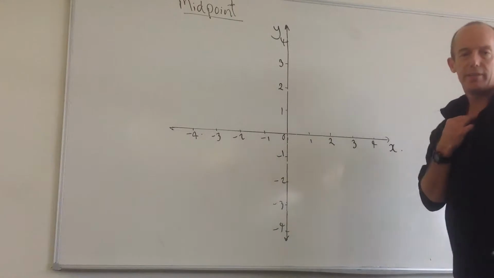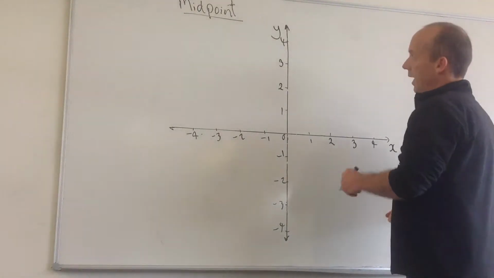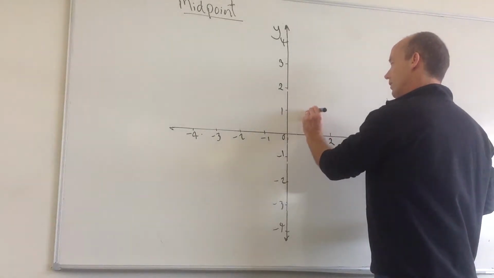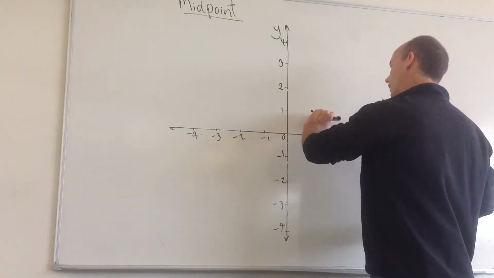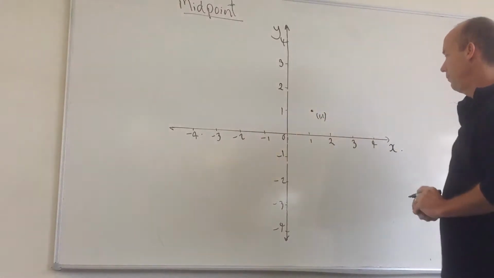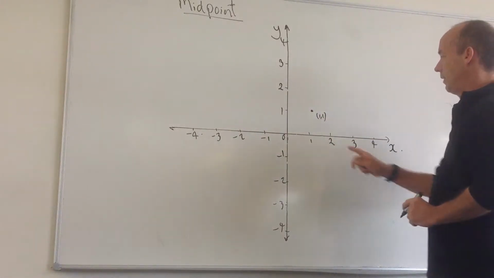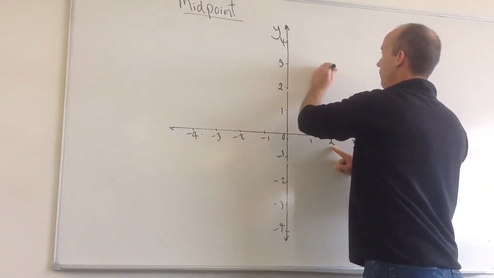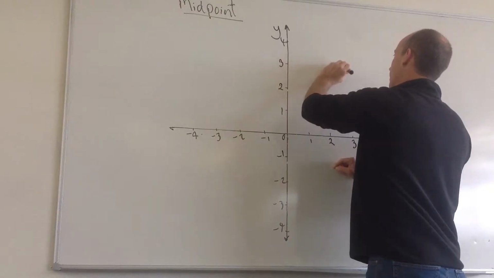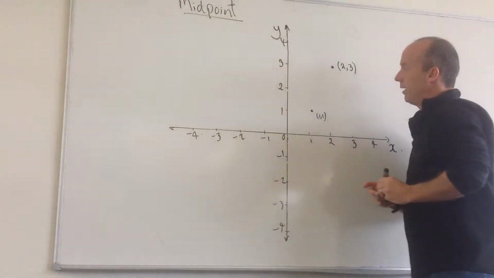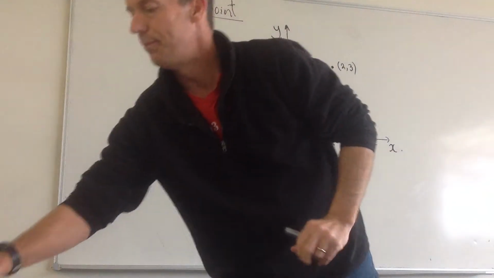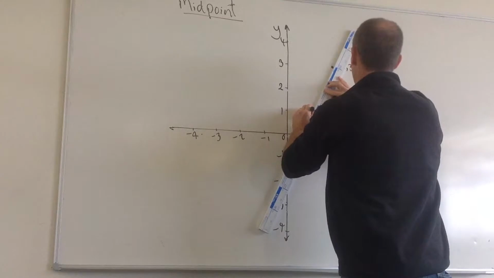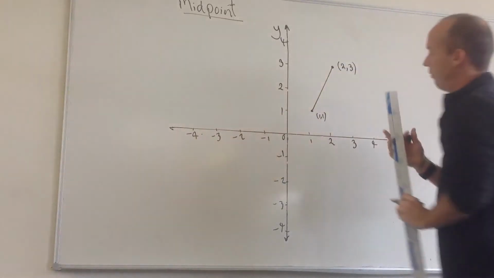Okay, if I've been given 2 points, and I want to find the midpoint of those 2 points, so let's say we've got one of our points at 1, 1, so that's x equals 1, y equals 1, and we've got another point at, let's make it 2 and 3. So I've got another point 2, 3, and if I join those up, get my ruler, join those up, what I want to do is find the coordinates of the midpoint of that line.